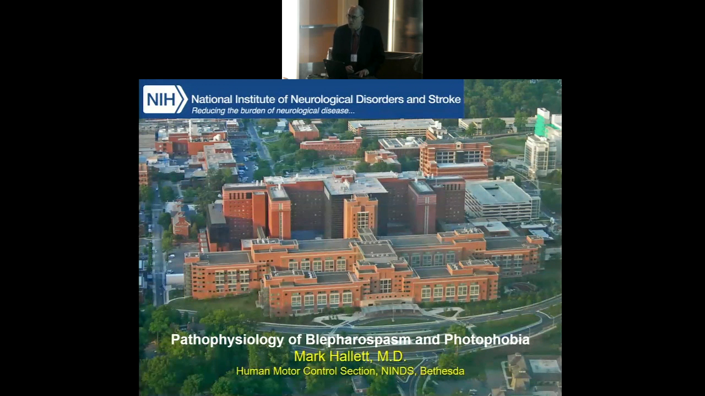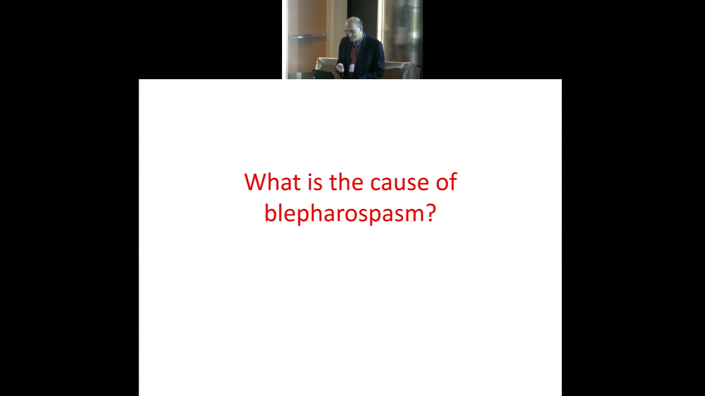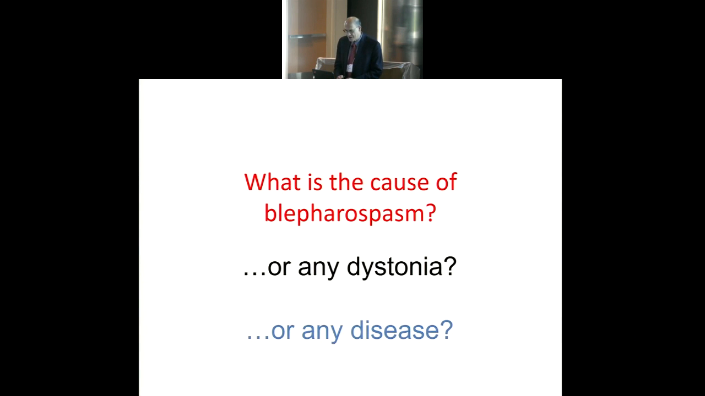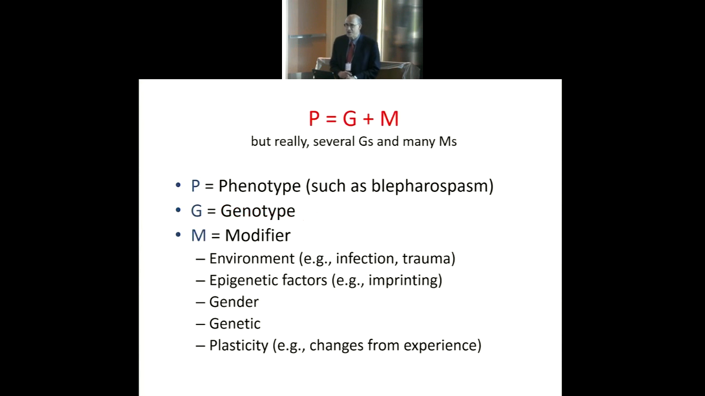So my question that I have to deal with is, what is the cause of blepharospasm? And when you have to consider that question, you really have to deal with what is the cause of any dystonia, and for that matter, what is the cause of any disease? And I think that the way that one has to think about that is by this particular formula. So this is P equals G plus M.